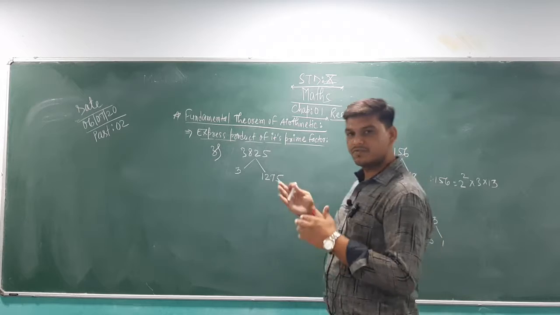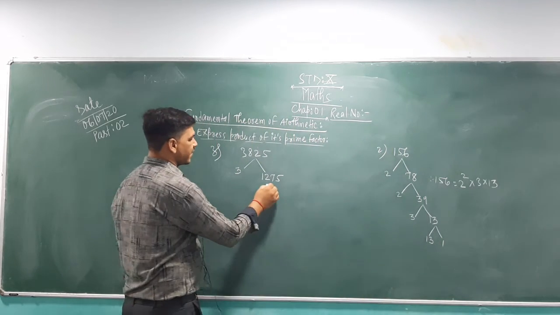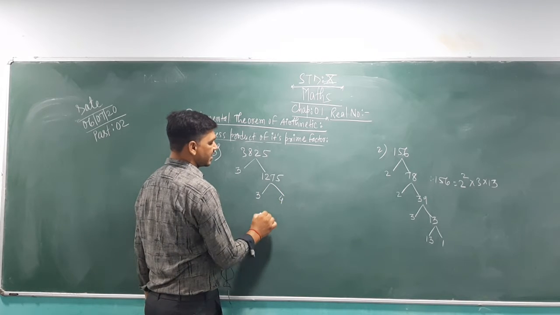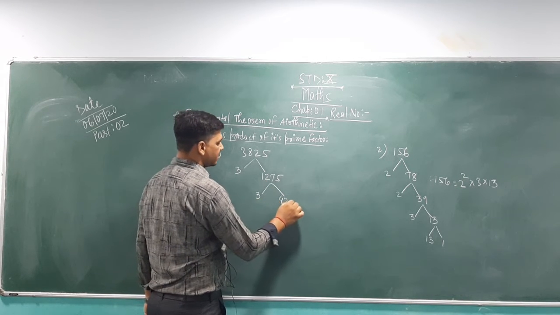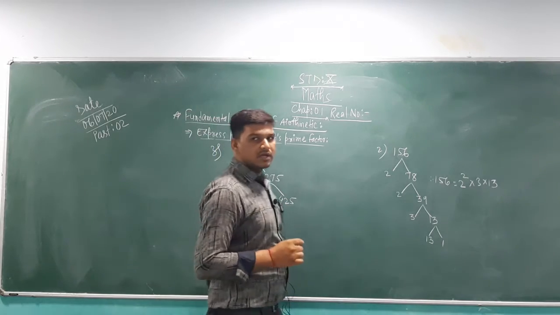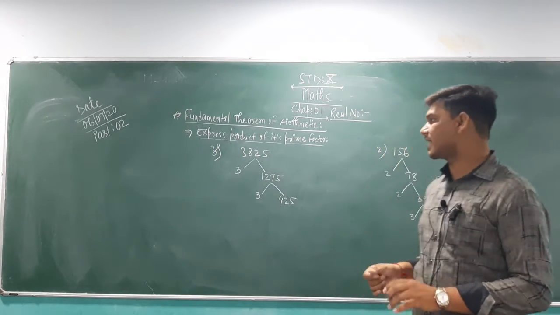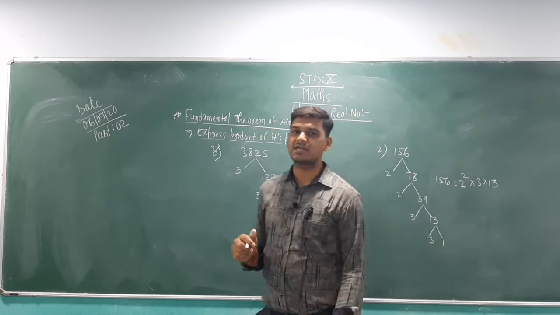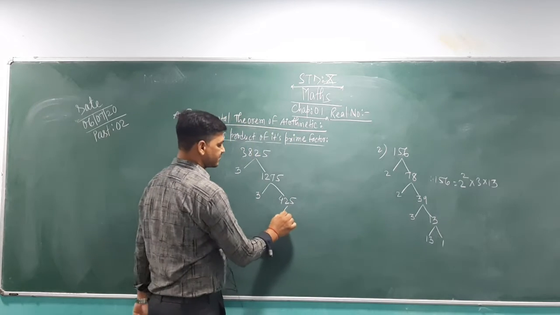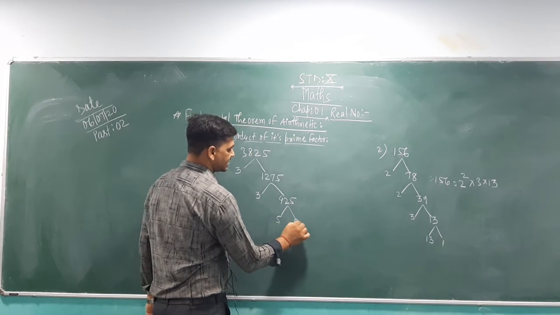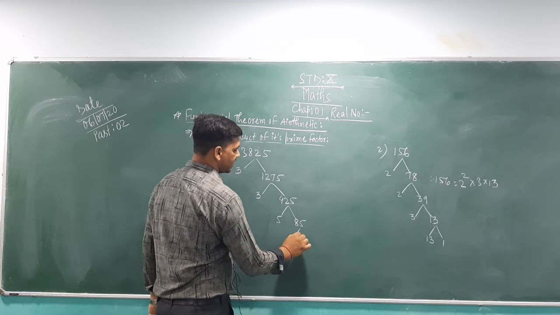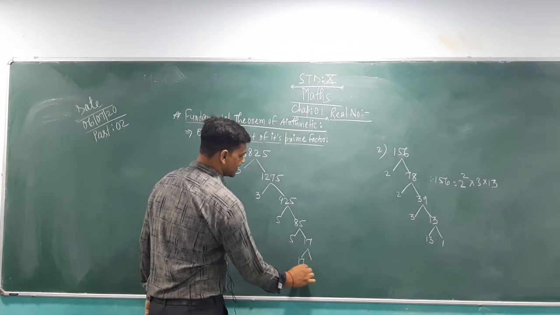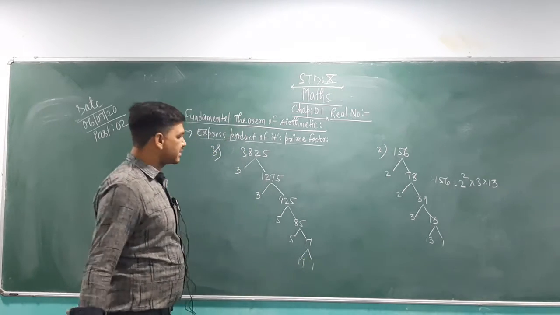Now similarly, once again I will divide 1275 by 3. 3 fours are 12, and we get 425. Now 425 is not divisible by 3, so it is divided by 5. 5 eights are 40, remaining 25, giving 85. It is also divided by 5, 17 fives are 85. Then 17 divided by 17 gives 1. Right? It is like a tree structure.